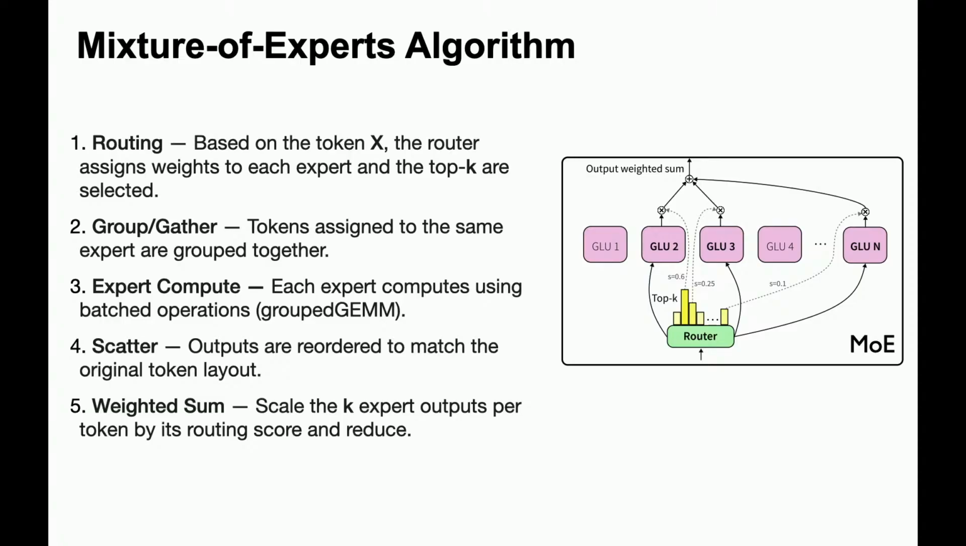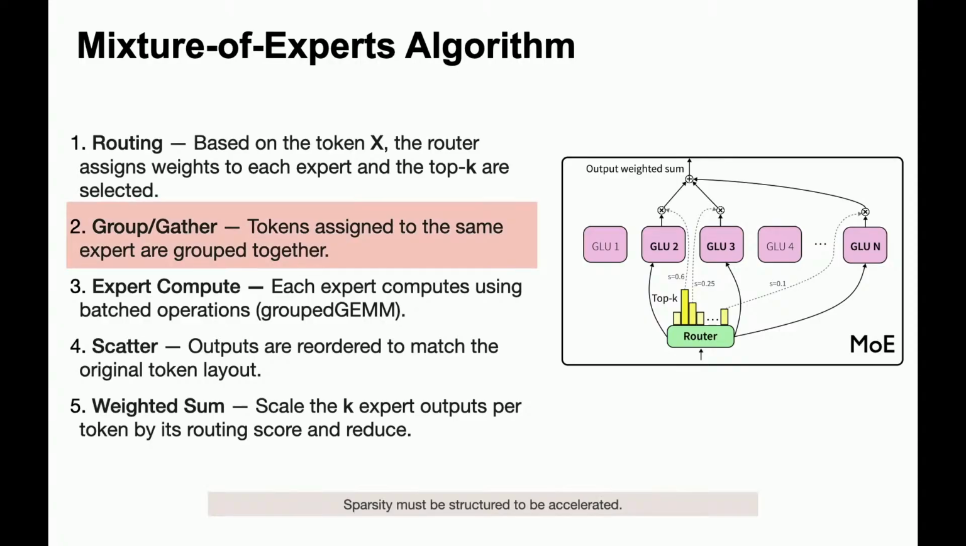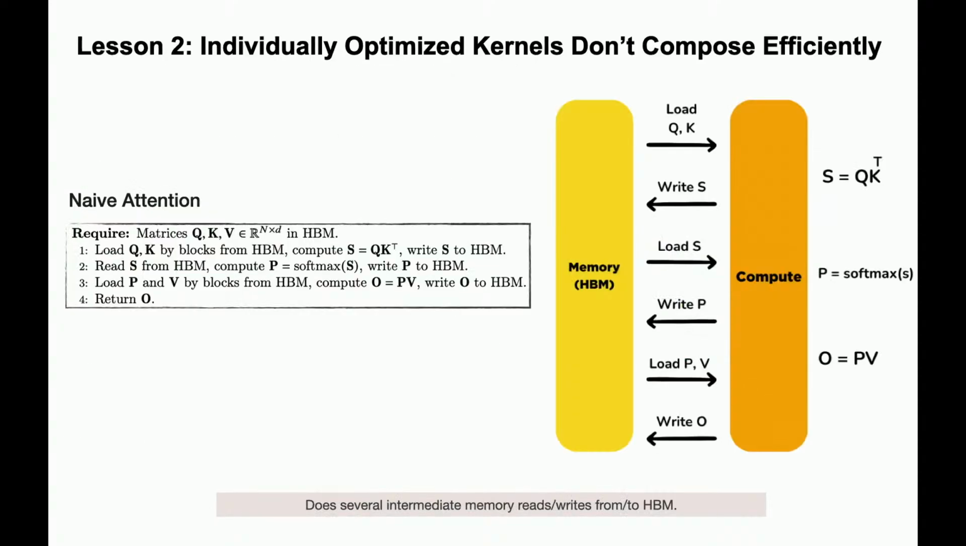Okay, so this is a more efficient way of doing this, and the reason for doing this is so you can use these efficient batch GEMM or group GEMM APIs. So again here, to accelerate this computation, you have to do this gather. Right? You have to do this group operation. So again, for MoE, the sparsity must be structured, so you can actually accelerate it using these custom libraries. Okay, so that is my first lesson.